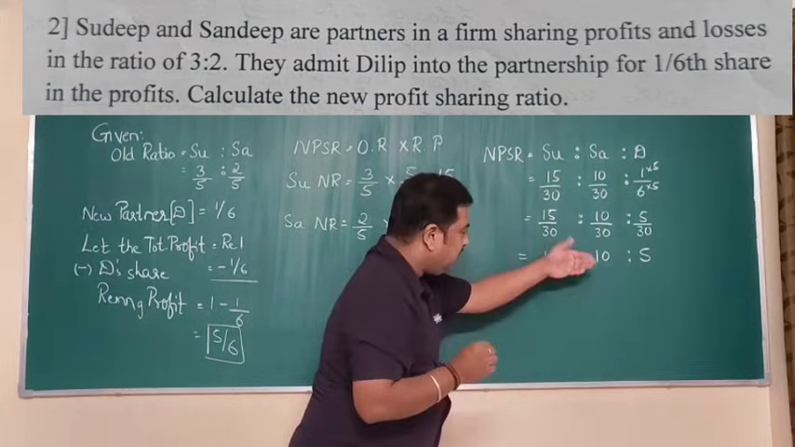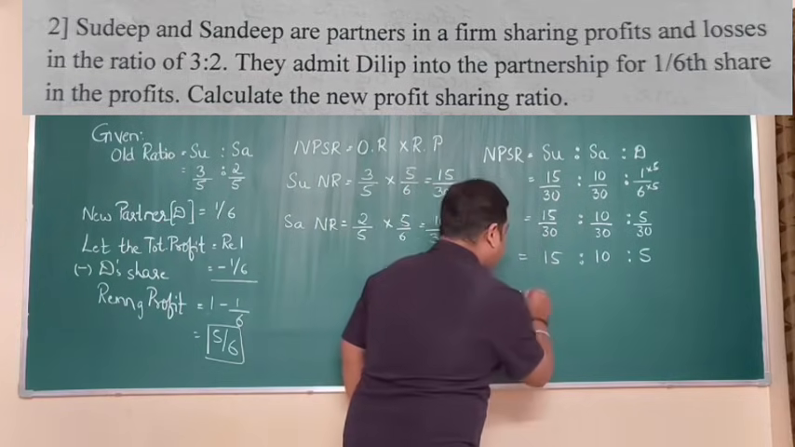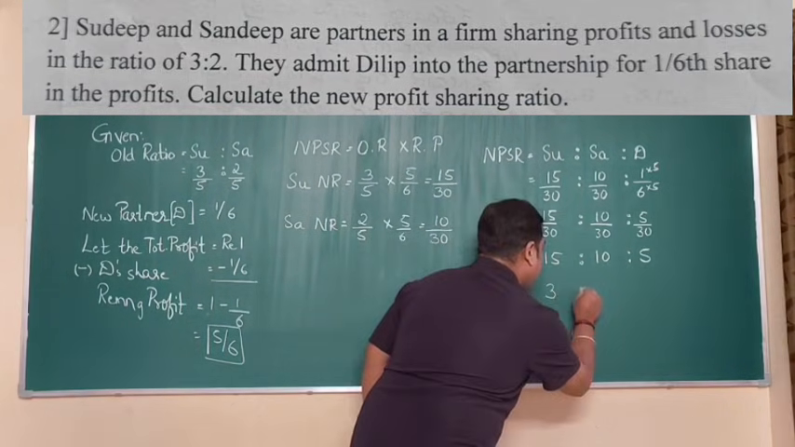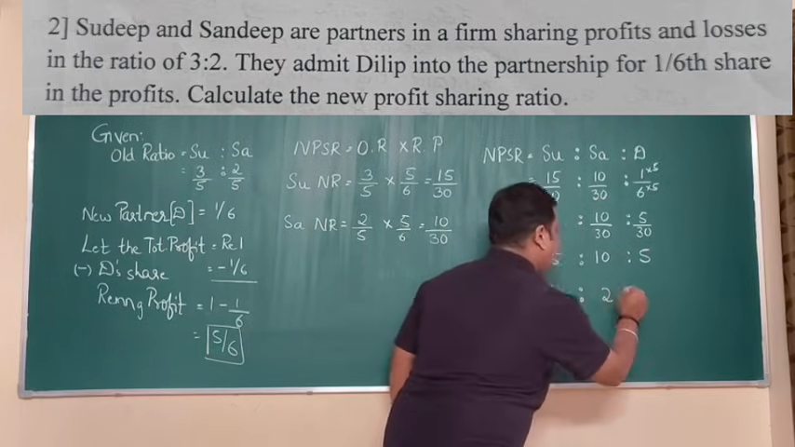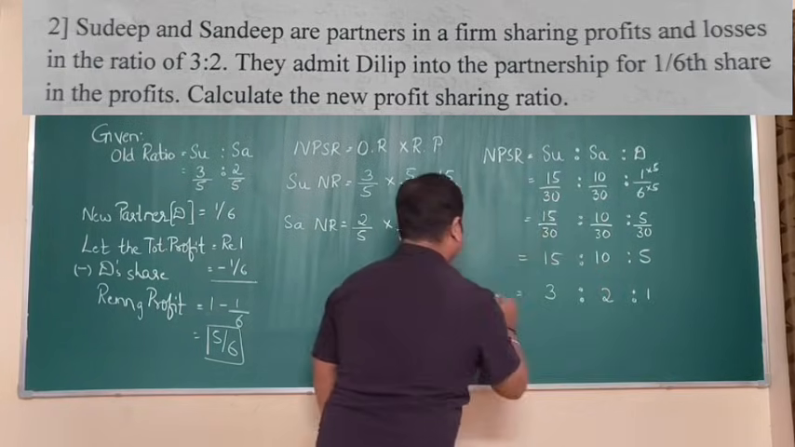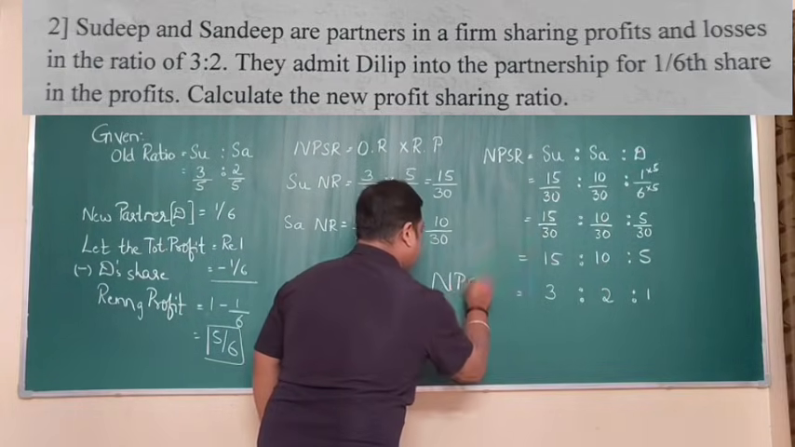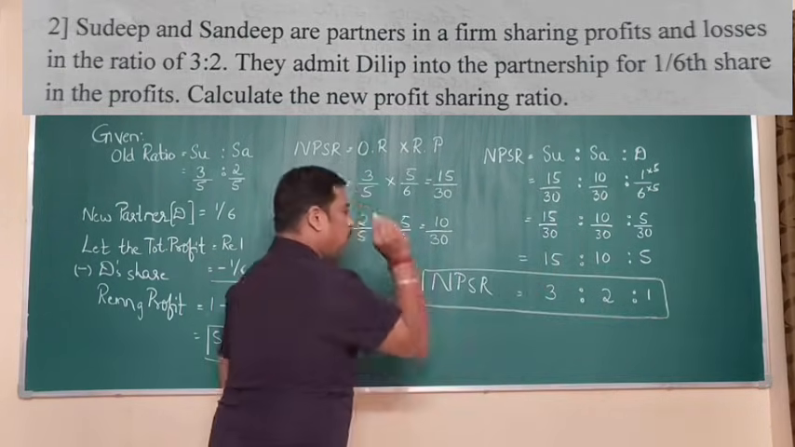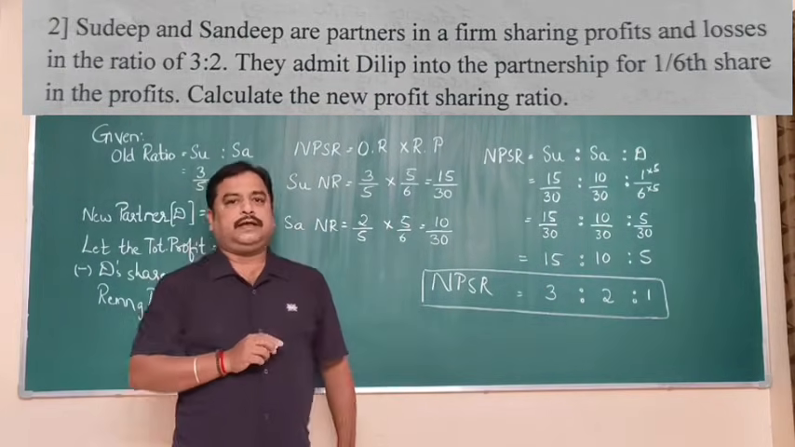I think we can further simplify this. I think all the three numbers are divisible by 5. So 5 3s are, 5 2s are, and 5 1s are. So the final answer for this problem, what is the NPSR? It is 3 is to 2 is to 1.